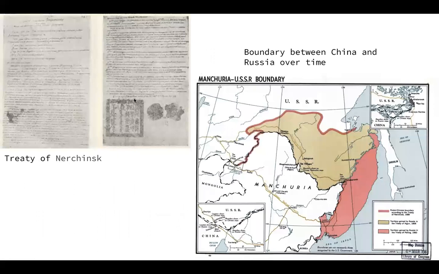And here you can see the Treaty of Nerchinsk. On the bottom right is the boundary between China and Russia over time. The yellow region was lost. The original boundary was the red line on the top, determined by the Treaty of Nerchinsk. But they lost the yellow region in 1858 following the Treaty of Aigun, and they lost the red region in 1860 following the Treaty of Peking.